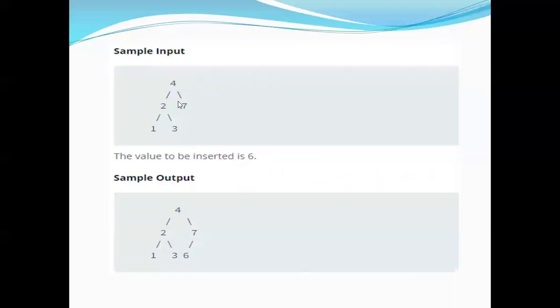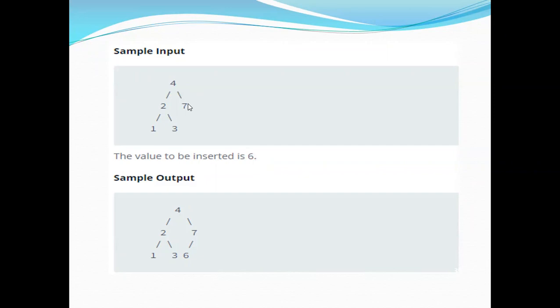So this is a sample input. We have a binary search tree 4, 2, 7, 1, 3. These are the nodes in this binary search tree. And suppose we are going to insert 6. So first we will compare 6 and 4. Since 6 is greater than 4, we will go to the right side. We will update PTR, that is, we will go to this right side.